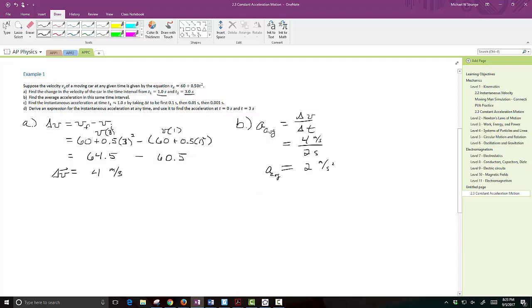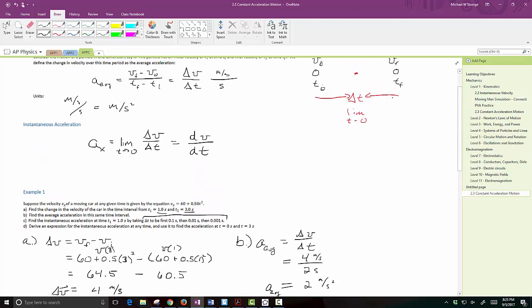C, find the instantaneous acceleration at time 1 second by taking delta t to be the first point. Okay, so what we're doing here, we're going to change our delta t, and I know some of you were doing this in calculus last week. But basically, if I go back to my little picture, as I start shrinking this down, so if I want it from 1 second, I could say, okay, this is going to equal 1 second. And what I want is a delta t of 0.01.